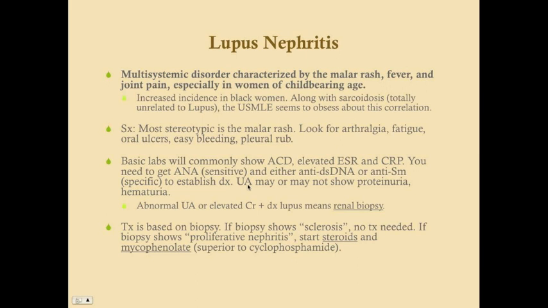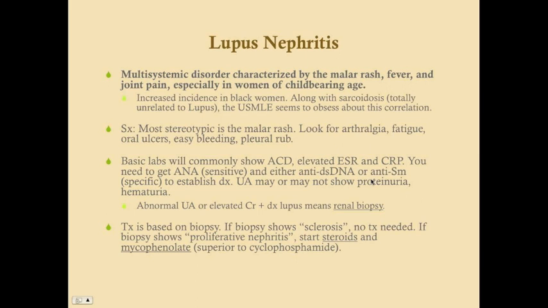And so what you need to do to diagnose lupus is to get an ANA and then to get either an anti-dsDNA or an anti-Smith. And the reason you need to get both is because your ANA is going to be sensitive. So if the ANA is negative, you can pretty much rule out lupus. And so once you have that positive ANA and you look at your anti-dsDNA or your anti-Smith, these are specific.